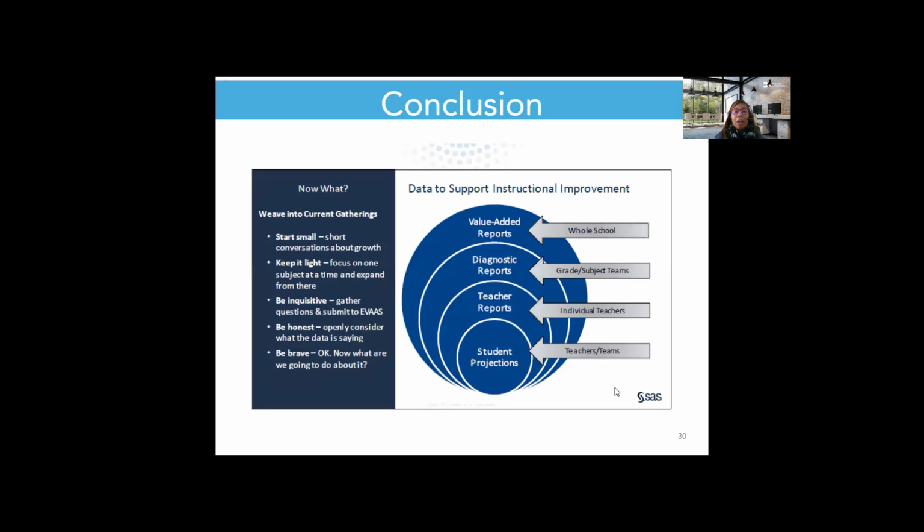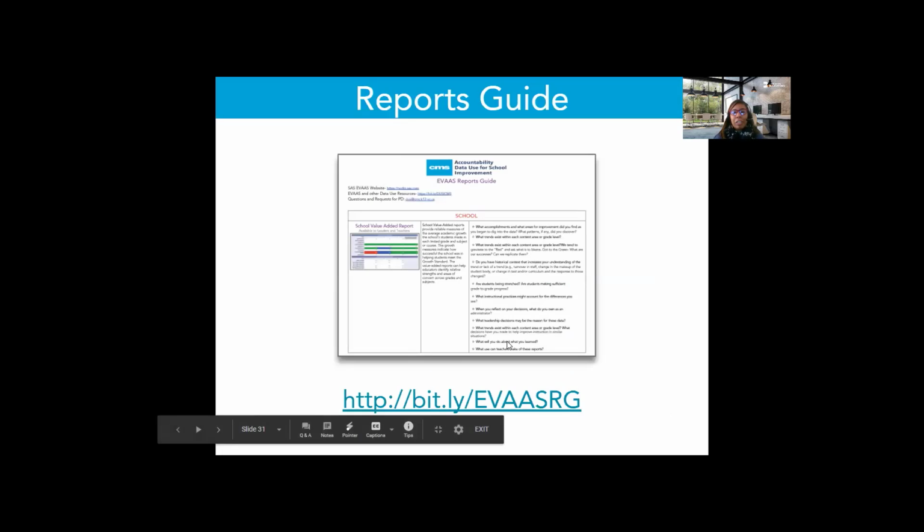So if you need any support, and I know we briefly reviewed these teacher reports, but if you need some more support digging into your teacher reports and connecting them to student projections, please feel free to reach out. There is a reports guide in your folder that goes through the different reports and also gives the description and some guiding questions to help as you are looking at that report.